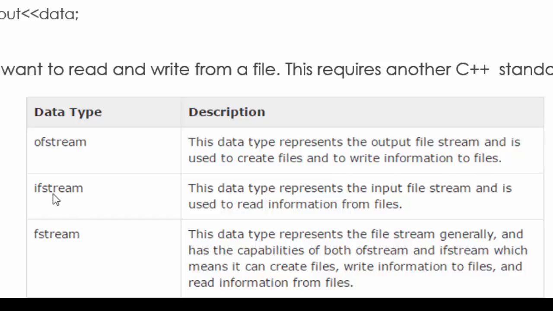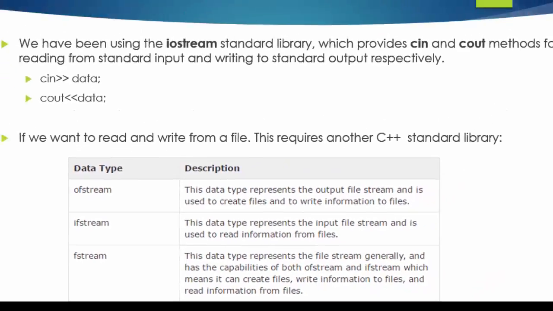Whereas ifstream, which is short for input file stream, represents the input file stream and is used to read information from files. These two are combined into fstream, which represents the file stream generally and has the capabilities of both reading and writing operations. We can create a file, read a file and write to a file using this fstream.